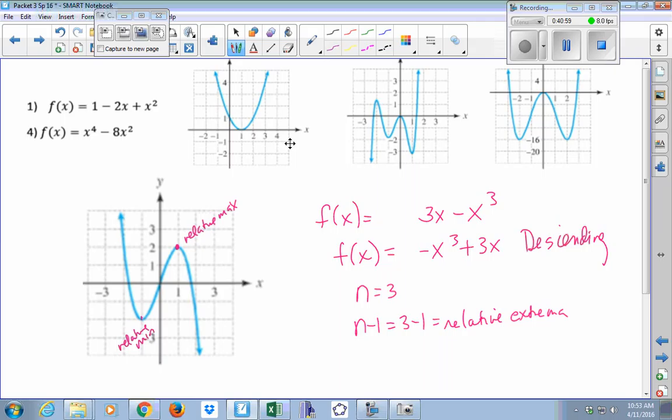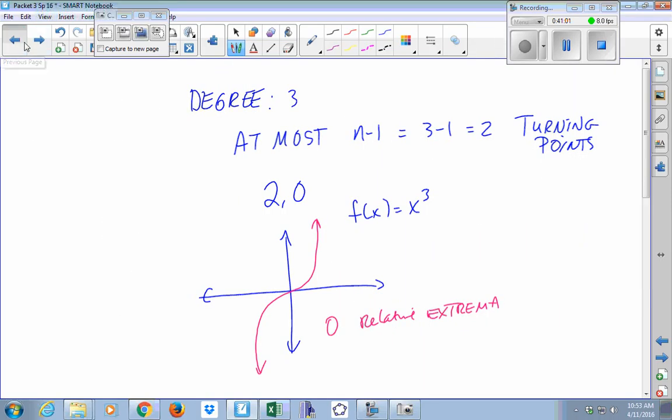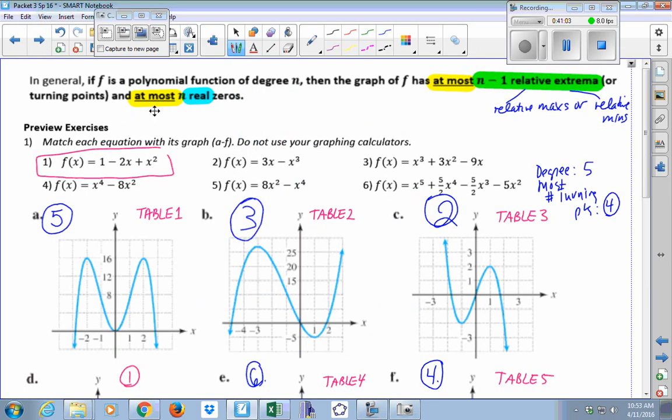And what else did the rest of that phrase say was important? It has at most n real zeros. What does real zeros mean? What does that adjective mean when it says real zeros?